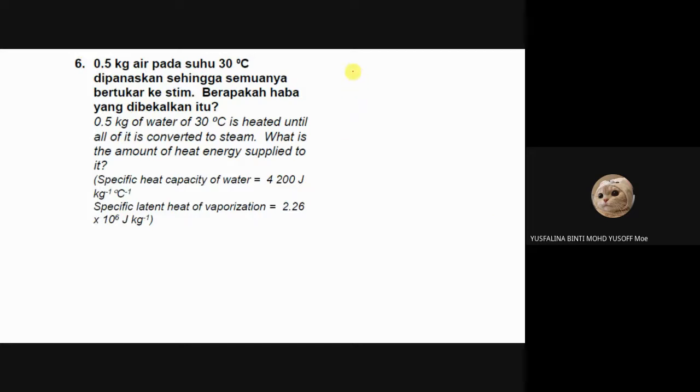Okay, so if you see the graph, the heating curve for water, right? This is the melting point, 0 degrees Celsius. This is the boiling point, at 100 degrees Celsius. The temperature of the water is actually around here, 30 degrees Celsius. So to boil it, it needs to reach 100 degrees Celsius. So it means it needs to increase the temperature.